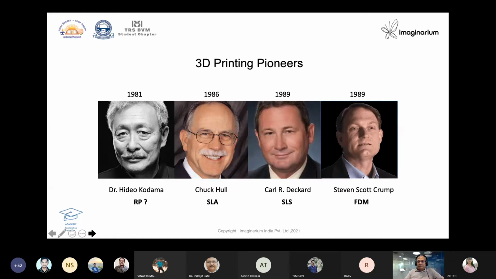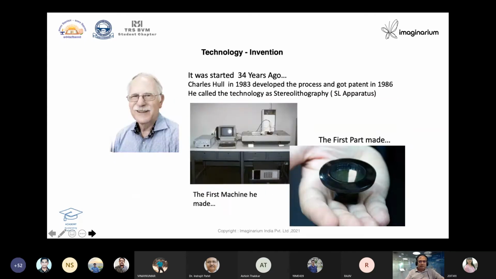These are some of the pioneers, Dr. Kodama, Chuck Hull, Carl Deckard, Scott Crump, all of them have come out with their own new technologies. That is the beauty of patenting, when somebody patents, others will learn about it, and they also try to think in a different way. This is called creativity. And a lot of creativity we can see in 3D printing, because that's how every day we have a new name, a new process coming up, in order to make it better.